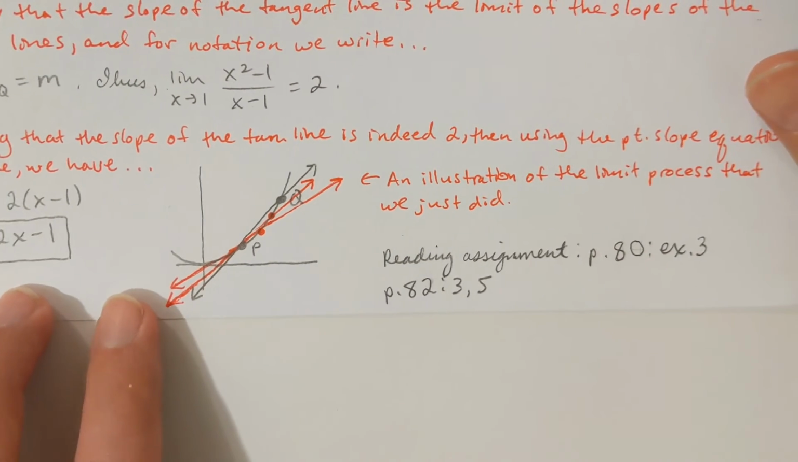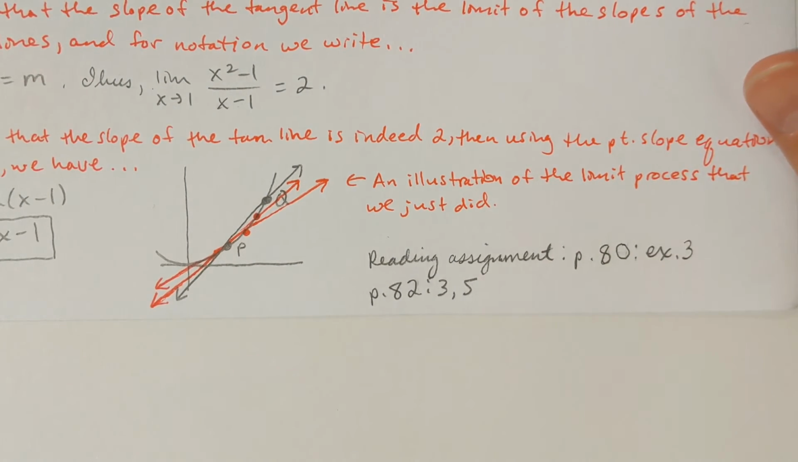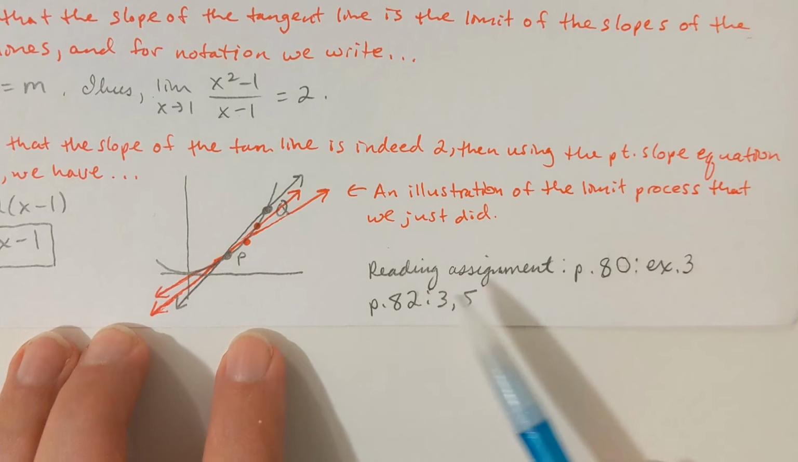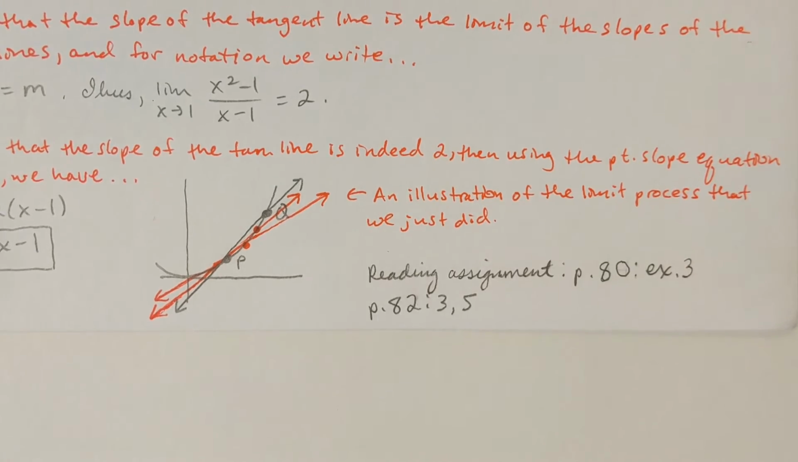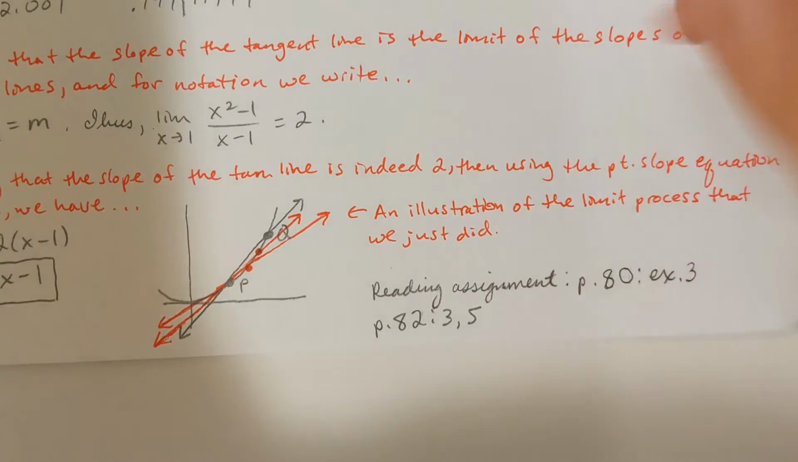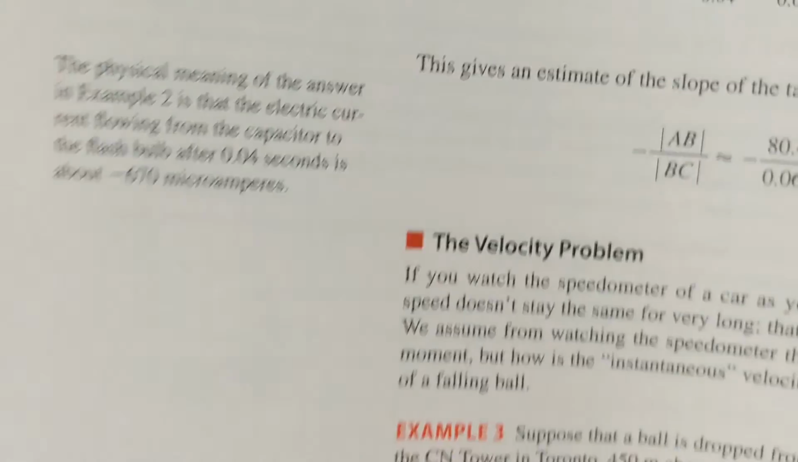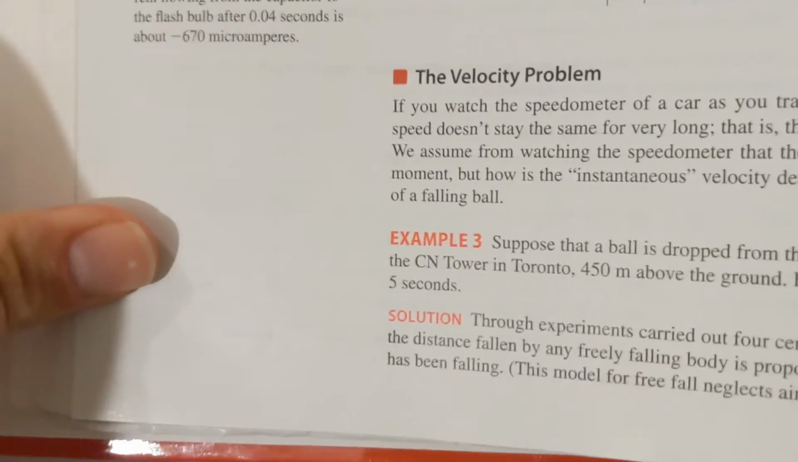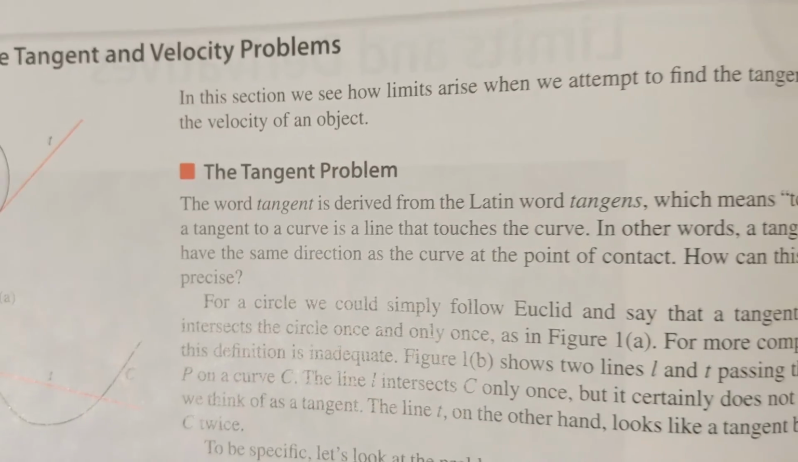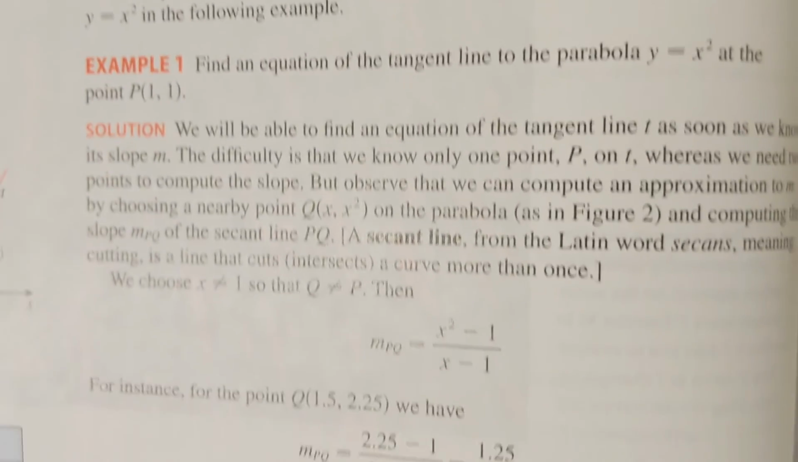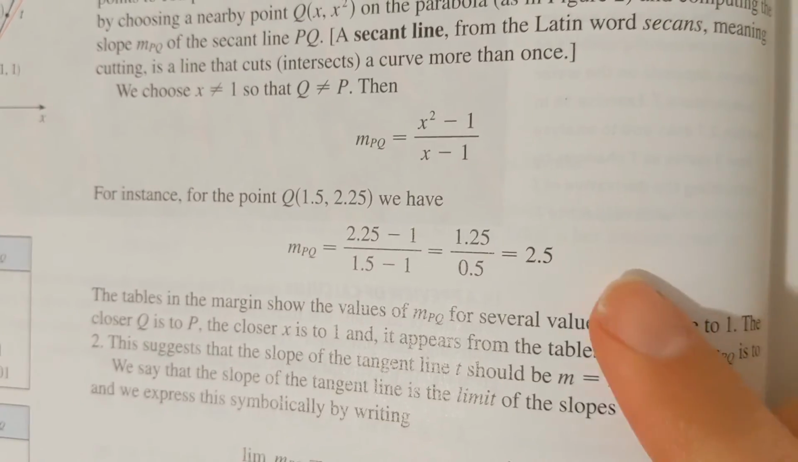All right. Another classic example that I wanted to leave you guys as a reading assignment is called the velocity problem. That's on page 80, example 3. I'm just going to highlight that real quick here. On the previous page, we just looked at the tangent problem, and this should look familiar.